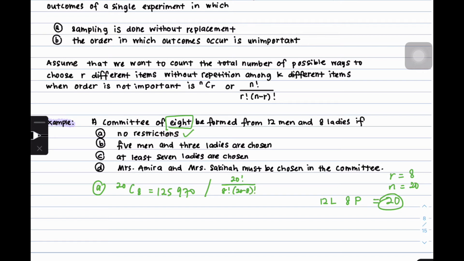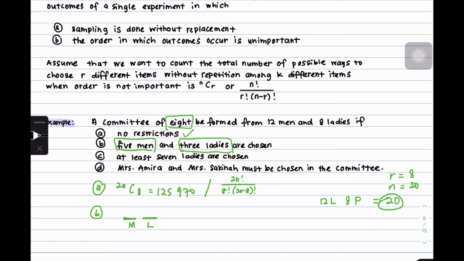So soalan B, macam mana kita nak bentukkan komiti 8 orang daripada 20 orang if we want 5 men and 3 ladies? Dia dah bagi tahu dah nak 5 men, nak 3 ladies. So now we have 2 slot. Ingat yang kita belajar tadi mula-mula. We have 2 slot now. First slot is for men and the second slot is for ladies. Okay, so kita nak pilih 8. Dia nak 5 mesti lelaki, 3 mesti perempuan.